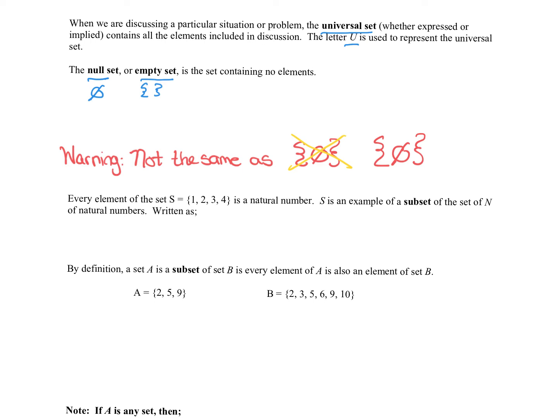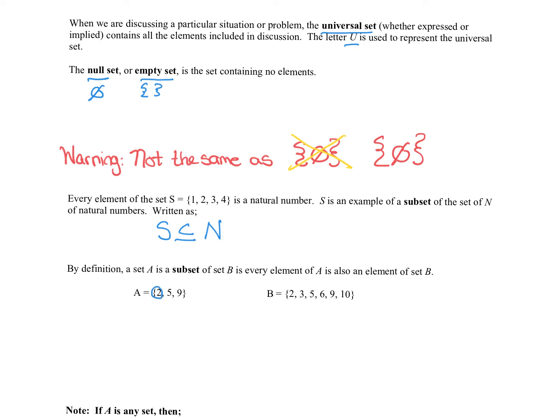Every element of a set S, which is 1, 2, 3, 4, is a natural number. So S is what we call a subset of N, the natural numbers. And we write that by saying S is a subset of N, the natural numbers. Make sure you write it in the right order, the order matters. This is saying that the S goes into N. So to be a subset by definition, a set A is a subset of B if every element of A is also in B. So let's check.